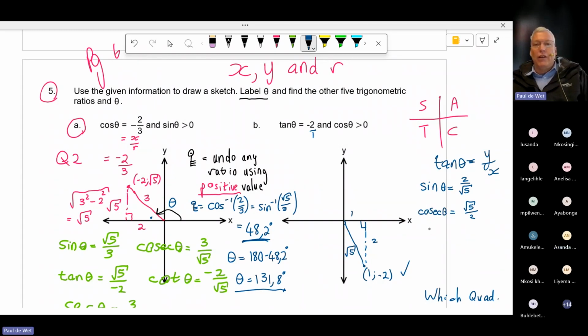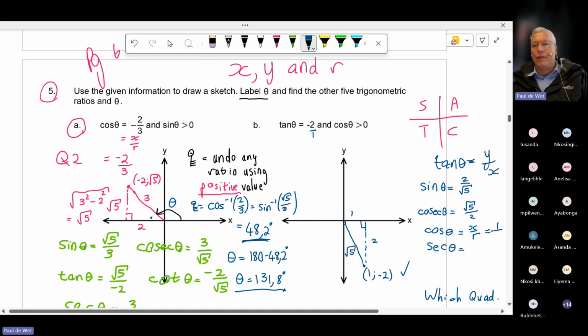Okay, let's do cos. What is cos? Cos is what over what? Cos is not x over y. What is cos? We need to learn this. Cos is x over r. So what is the cos of this angle here? It's x over r. It's 1 over root 5.